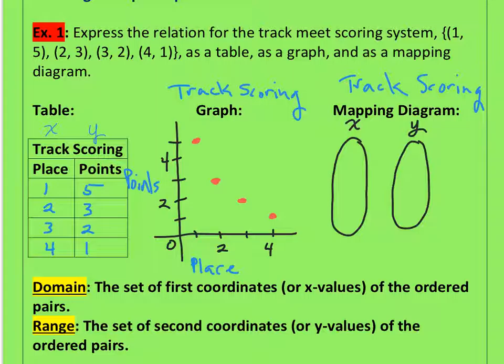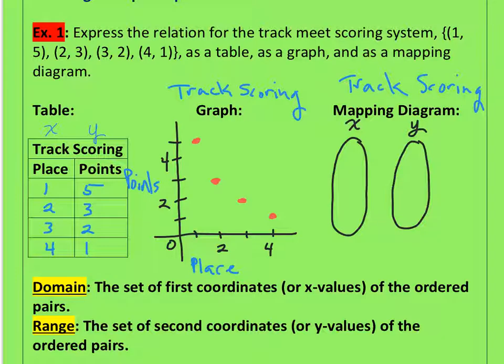Now, the only difference between the table of values and this mapping are a couple things. Thing one, if your x values repeat, you are not going to repeat them here. So if you had 1, 1, 3, 4, you would just put 1, 3, 4. And if your y values repeat, same thing. You're not going to repeat y values here. You're just going to put one number.